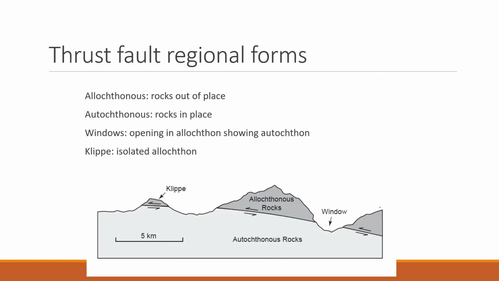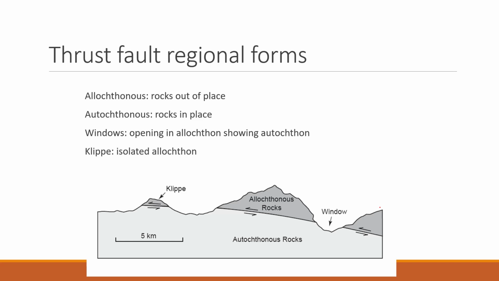We can actually have regional thrust faults. You don't need to know these words. I just like to say them. So we can have allochthonous rocks. These are rocks that are out of place. We can have autochthonous rocks, which are rocks in place.